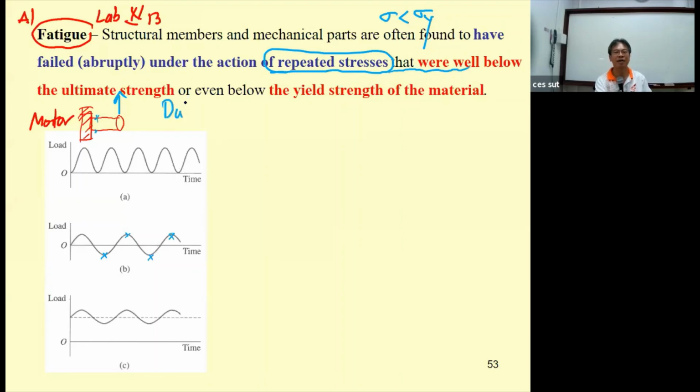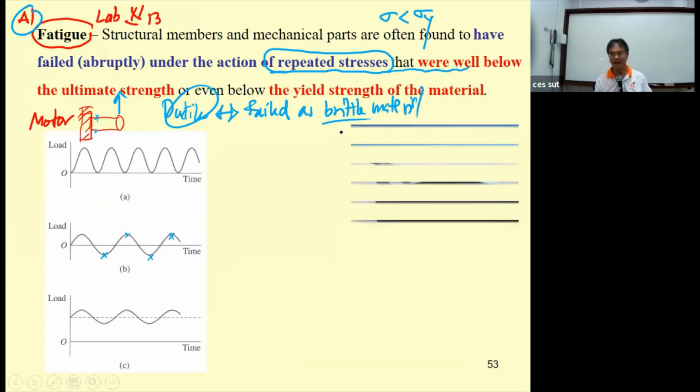ductile material such as aluminum will fail. It will fail like a brittle material. Okay, it's not that type. It changes to failure by brittle material. What happened inside this one?